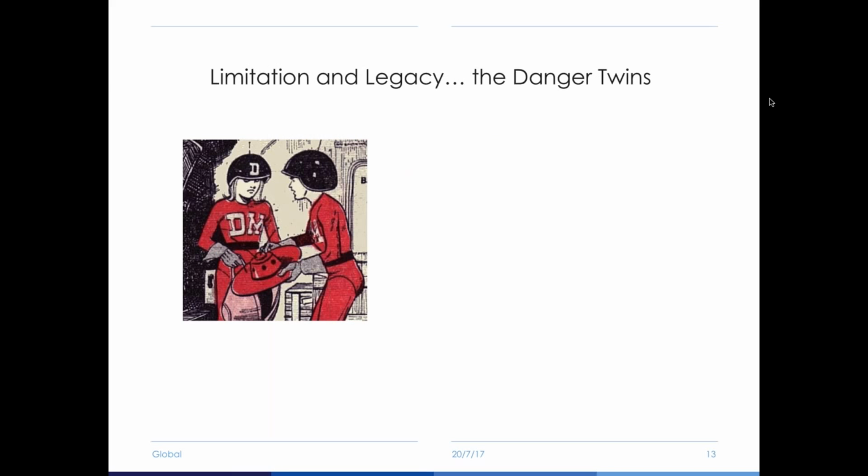Well, I have a couple of ideas on this that I want to share with you. There's a couple of classes of thinking, and I kind of stumbled on another one of these a little bit later on that I'll throw in. But there were a couple of classes of thinking that I hit on, and I called them limitation and legacy, the danger twins. So when we talk about limitations, reasons we cannot do something, one of the biggest ones that we come across is impact.